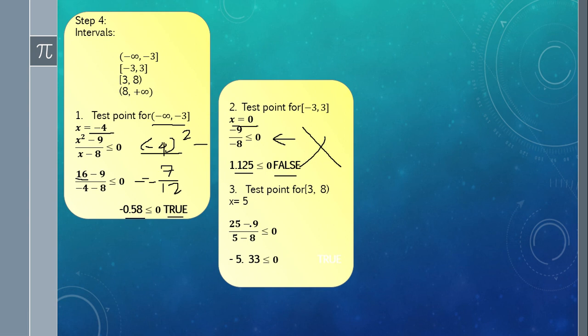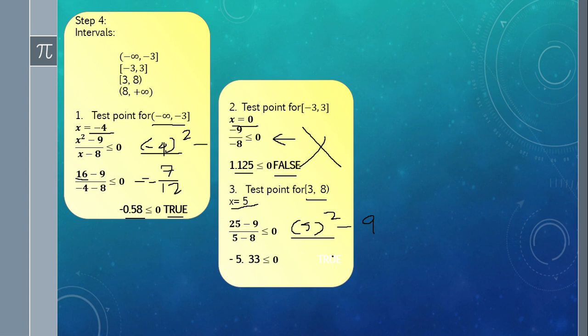How about the next test point, the interval 3 to 8? I chose 5 there because it's easier. As I substitute 5 into our original inequality, that's going to be 5 squared minus 9 on the numerator. 5 squared is equal to 25. So as you can see, 25 on the numerator, and we are going to simplify.